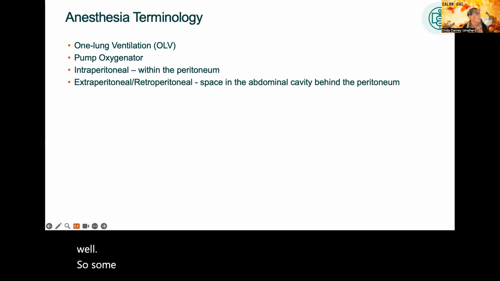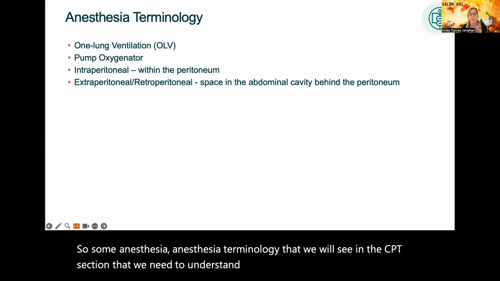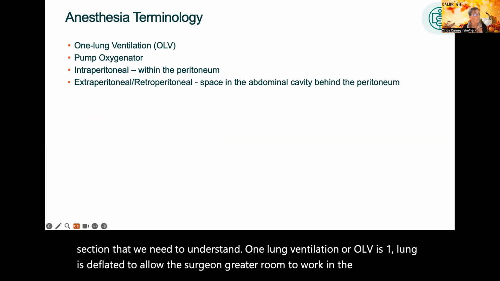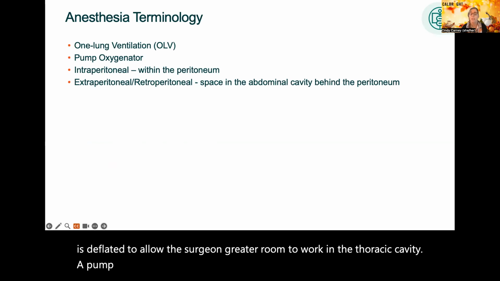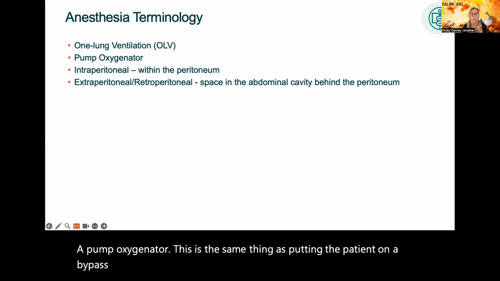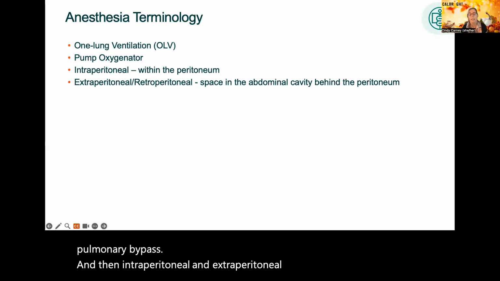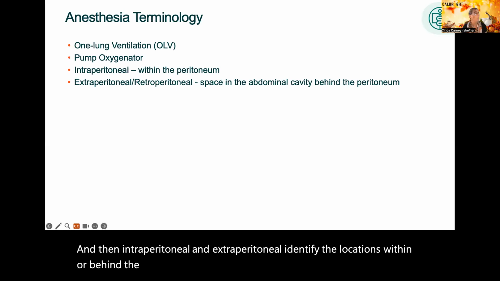So some anesthesia terminology that we will see in the CPT section that we need to understand. One lung ventilation, or OLV, is when one lung is deflated to allow the surgeon greater room to work in the thoracic cavity. A pump oxygenator is the same thing as putting the patient on a bypass during cardiopulmonary surgery. So they're on the cardiopulmonary bypass. And then intraperitoneal and extraperitoneal identify the locations within or behind the peritoneal cavity where the organs lie.